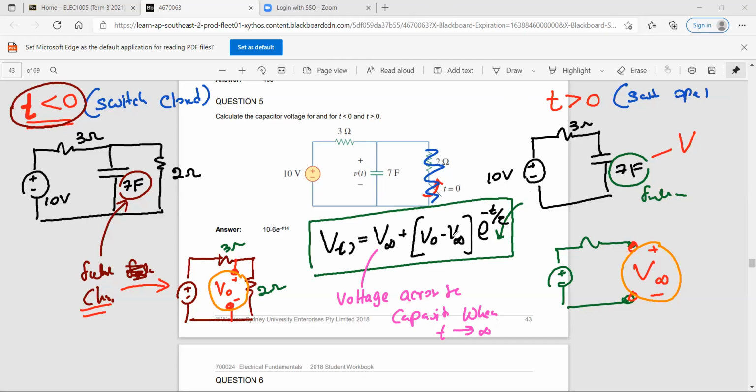And V naught is what, guys? V naught is the same thing. What do we mean by V naught? We discussed before: voltage across the capacitor when t goes to 0, when the time is equal to 0. And tau remains the same. Tau is RC, where R is the resistance when the time is more than 0. So do you see the difference, guys?